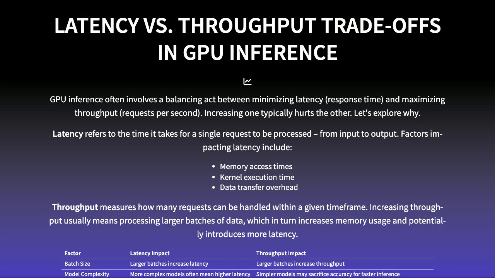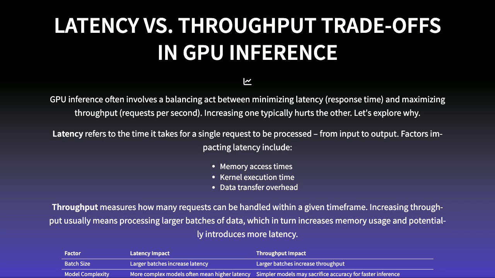Okay, let's talk about how we balance speed and efficiency when using GPU for AI. When you're running an inference, that's basically getting a prediction from your model, there are two things you really want to optimize: latency and throughput. Latency is simply how long it takes to get one answer back. Think of it like the time it takes for your app to respond after you click a button. We want this to be as short as possible, right?